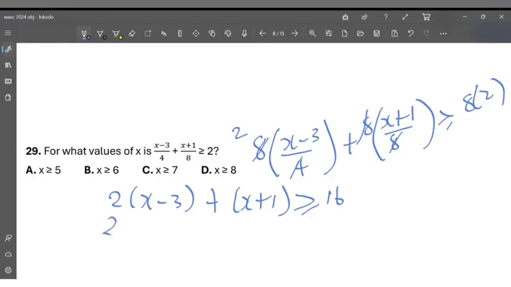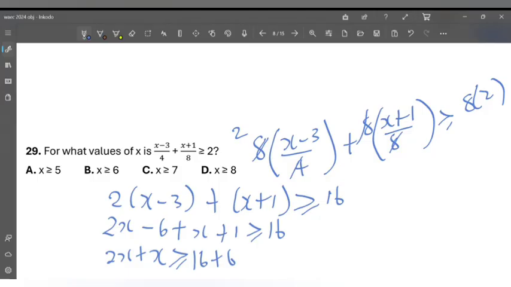When I open this bracket, I have 2x minus 6 plus x plus 1 is greater than or equal to 16. Collecting like terms, 2x plus x is greater than or equal to 16 plus 6, because when I take this minus 6 over, it becomes plus, and then when I take this plus 1, it becomes minus 1. All right, so that will give me 2x plus x is 3x is greater than or equal to 16 plus 6 is 22 minus 1 is 21.